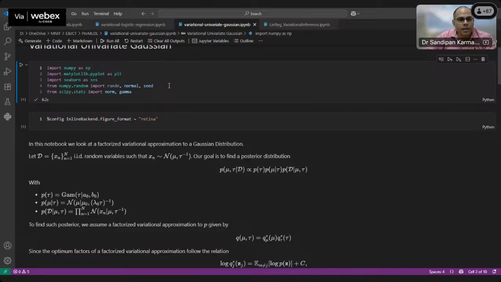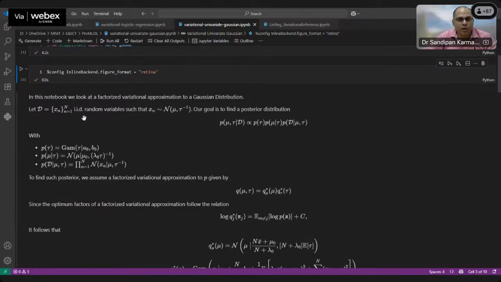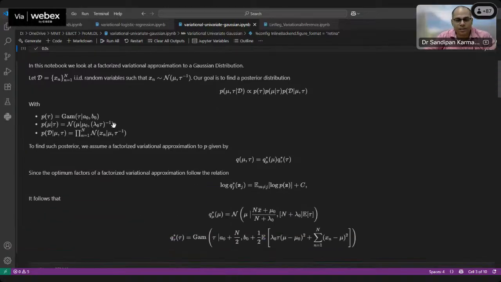Okay, and then this one. Now, what is that whole formulation I have written here? You can cross-check it. The data is xn; here I am using n as the index. Okay, so capital N data points, IID random variables, such that xn follows a normal distribution with mean mu and precision tau.